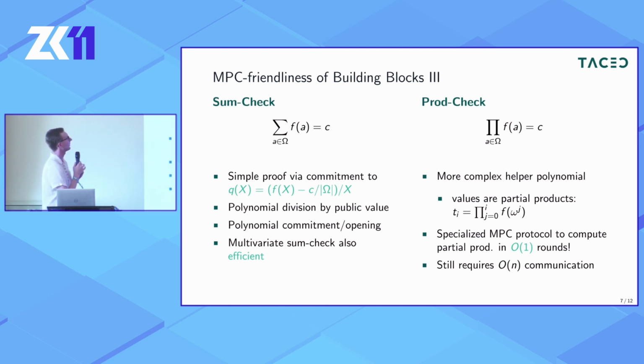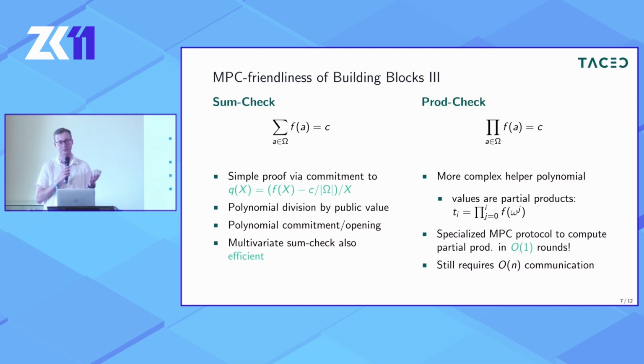Going into a little bit more complex building blocks, for example, sum checks and product checks. So for a sum check, we just have a very simple proof via commitment to a related polynomial, and this related polynomial can again be computed with just subtractions and division by a public value. So again, parties can do this operation on their local shares, and then we have to do a polynomial commitment. So this is essentially just the cost of the polynomial commitment scheme again. And also in the multivariate sum check case, there are also very efficient protocols to do it in MPC.